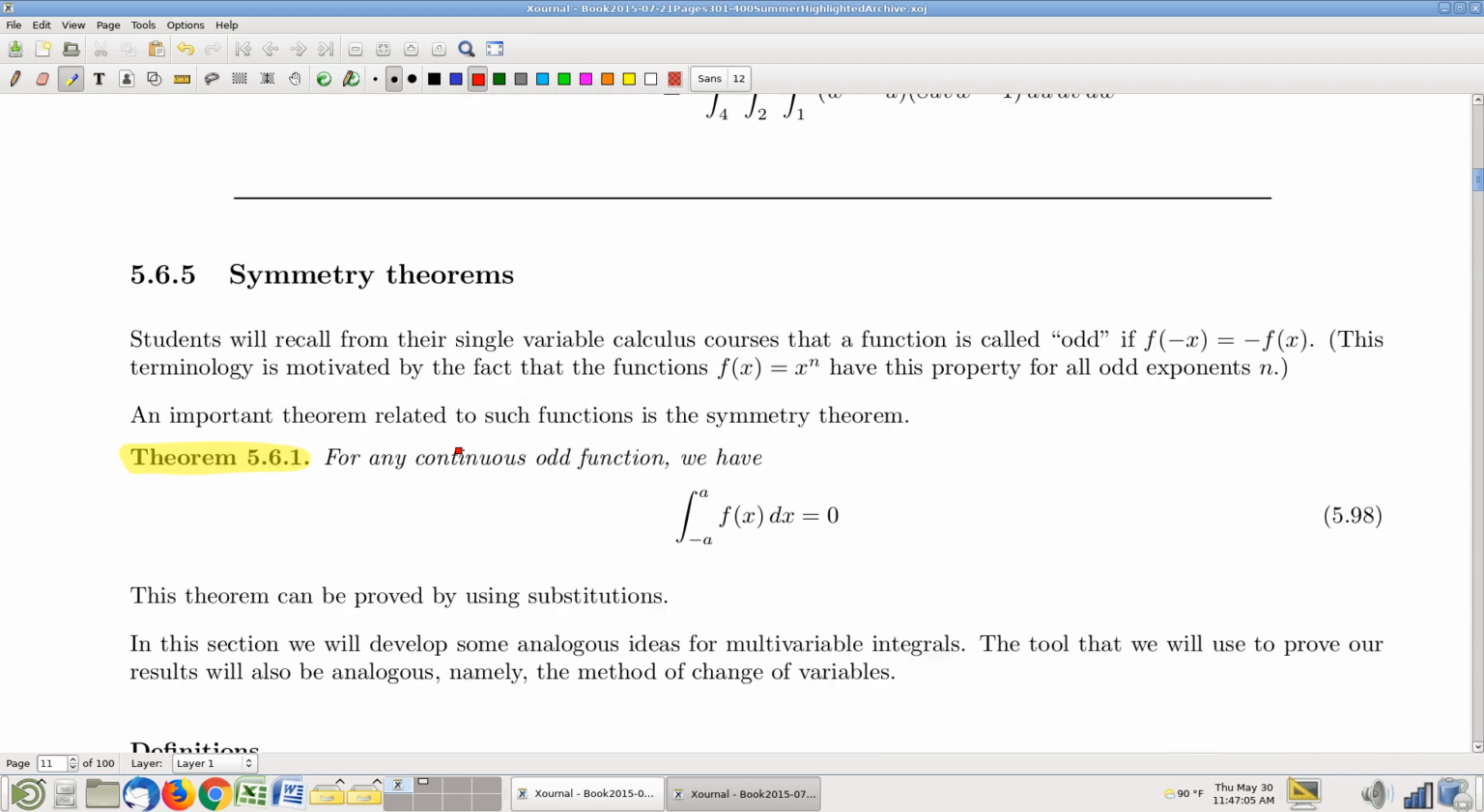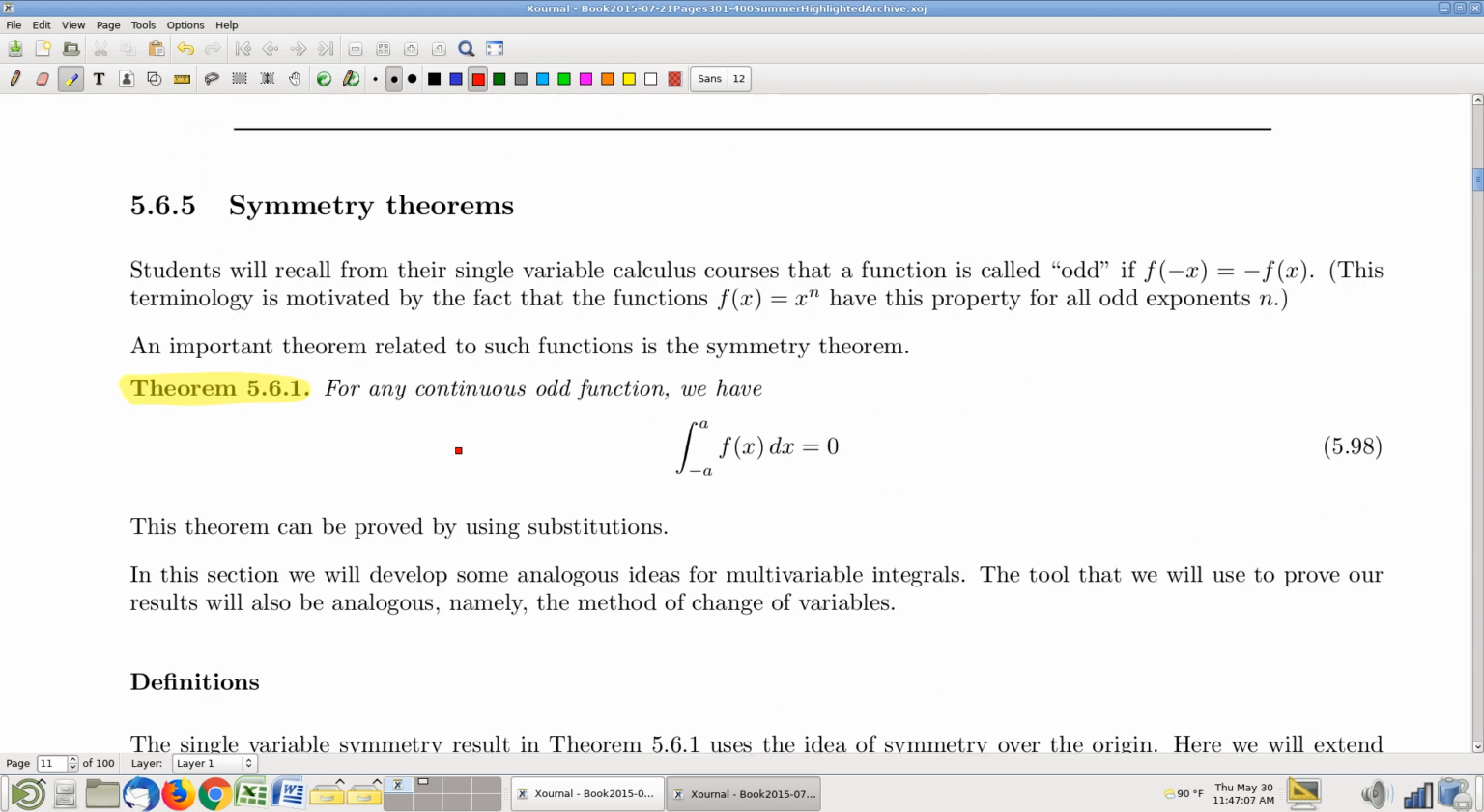I want to go on to the next thing, symmetry theorems. These are really powerful. We're kind of done with change of variables, by the way, except for this last little bit. So, just so you know why we're about to do this. Some textbooks don't talk about these theorems. It blows my mind that they would not talk about these theorems, based on my own experience.